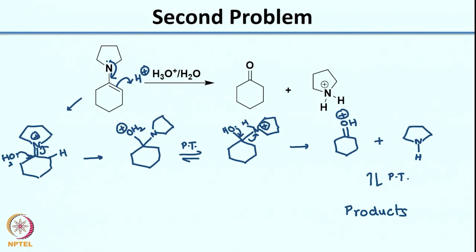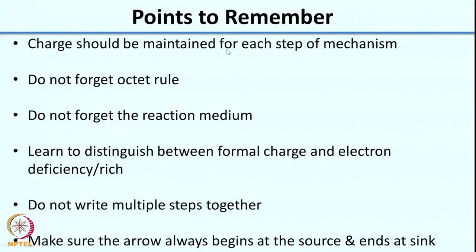So again, if you write the reaction mechanism very systematically, there is very little chance of you falling into any trap or making any kind of mistake. And again, as you see in the previous case, I have maintained the medium as acidic and also the net charge has been balanced. So these are some points that you need to remember when you write a reaction mechanism. Charge has to be maintained for each step of the mechanism. So I emphasize this in all the three mechanisms that we wrote so far.